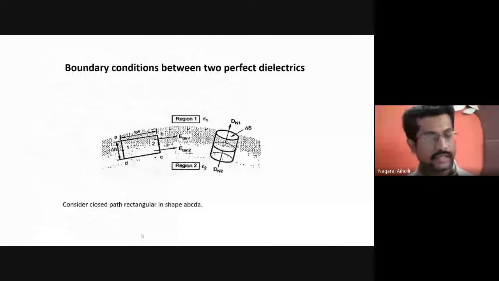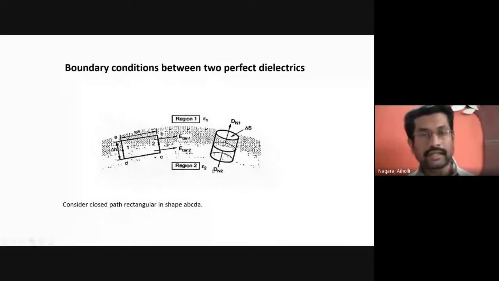Next is the boundary conditions between two perfect dielectrics. I'll just give an introduction to this. Here we are considering the boundary between one dielectric and a second dielectric. In the previous topic that we studied, it was the boundary condition between a conductor and free space. But here we are studying the boundary condition between dielectric 1 and dielectric 2, having permittivity epsilon 1 and epsilon 2.